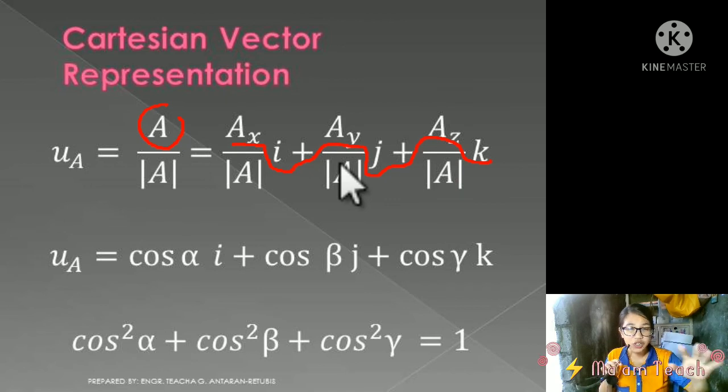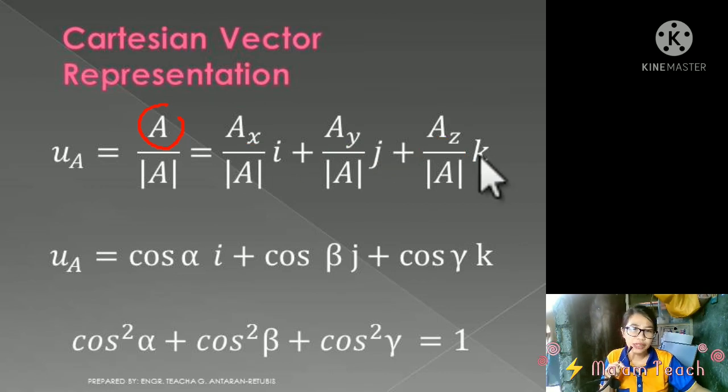As you can see here, class, in our equation or format, we divide each of the components individually by the magnitude. This simply means, class, that if you are asked to solve for the unit vector of a given vector, you simply divide the x component by the magnitude and then just put i. Now, what else can we find in here?